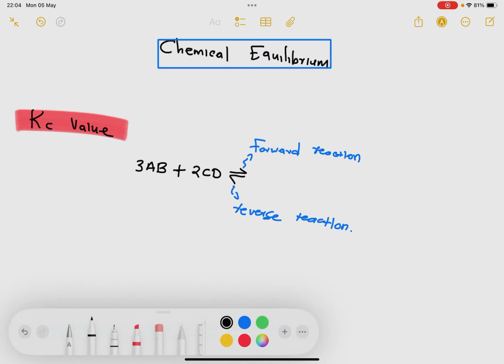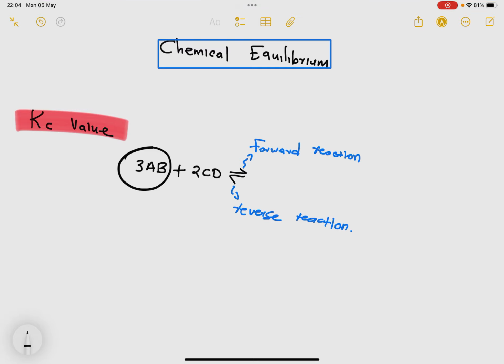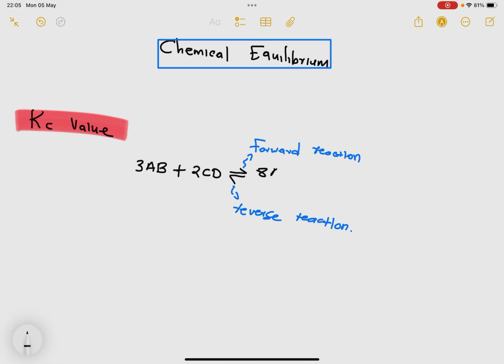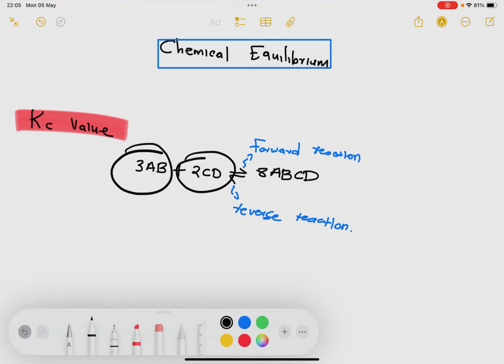Let's say we have 3AB plus 2CD, and in the products this gives us, I'm just going to make up any number, 8ABCD. So we have 3AB plus 2CD giving us 8ABCD. I'm just writing any numbers, because I want to show you something.